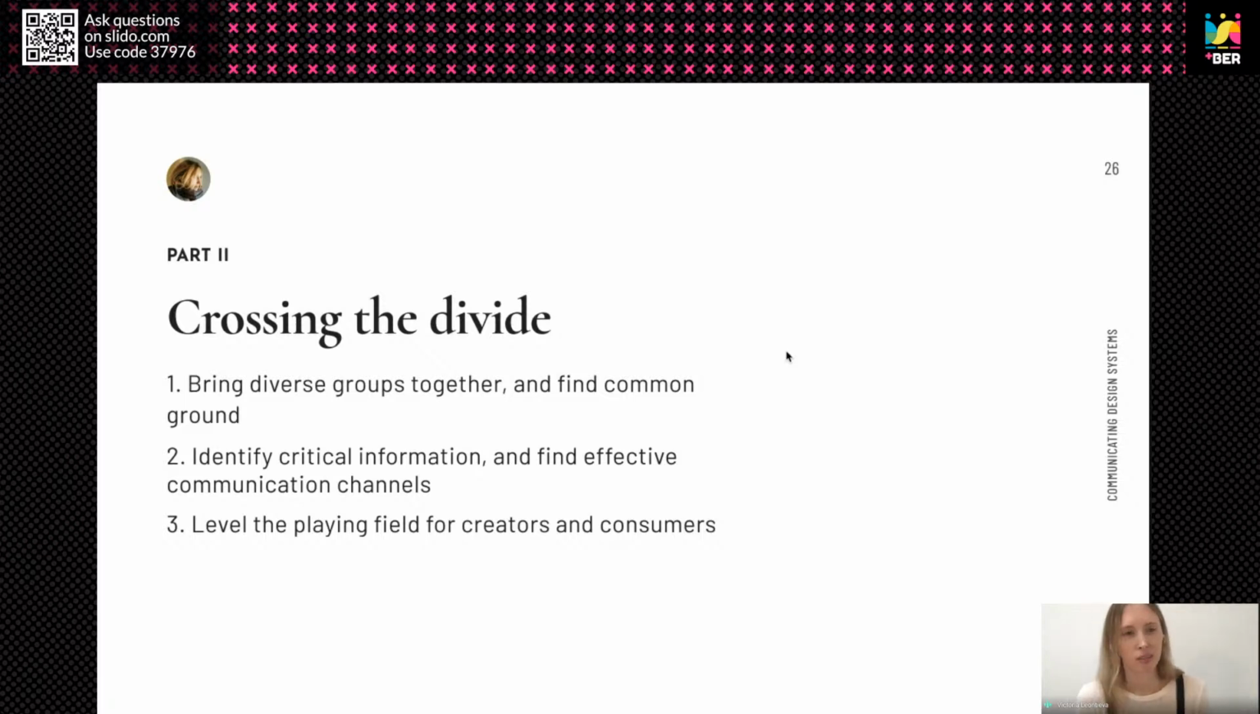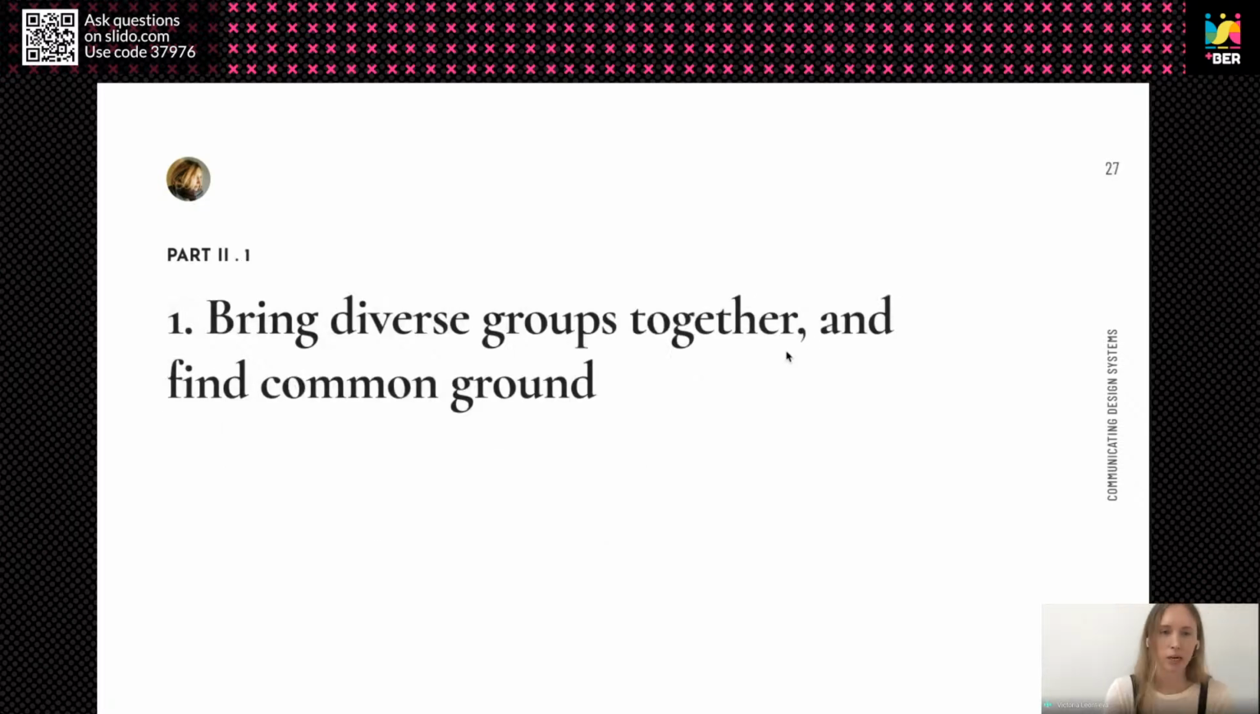These are the things I want to talk about that would help you find understanding and dilute the divide between roles in your team. First, bring diverse groups together and find common ground. Second, identify critical information and find effective communication channels. Third, level the playing field for creators and consumers. Let's start with the first one: bring diverse groups together and find common ground.